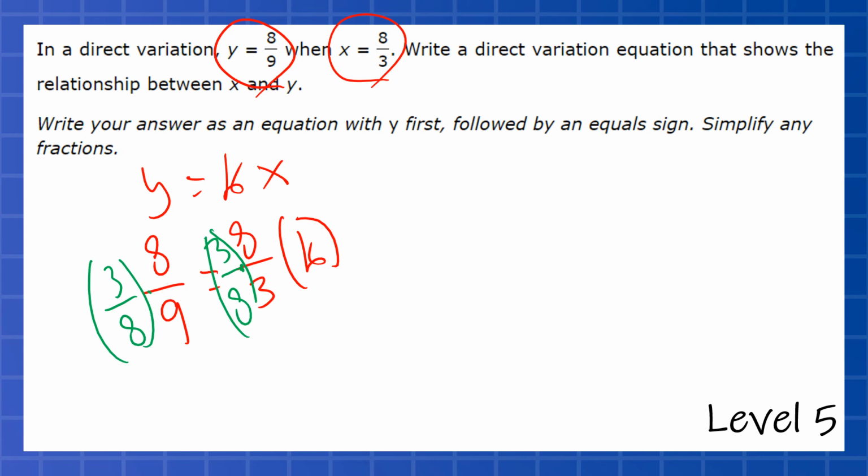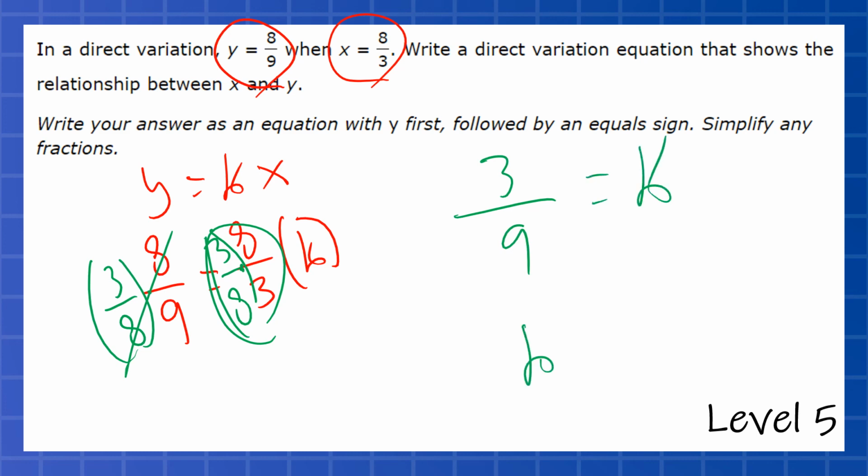If we do 3/8 times 8/3, this side cancels out. On the left side, we end up with 24 over, well, I'm going to simplify a little bit. I hope you don't mind. I noticed that the 8's canceled out, and that's going to make my life a little bit easier. 3/9 equals k, and so k equals 1/3. And it says simplify any fractions, so that's why I went ahead and took it all the way down that far. But again, if you stop here, you've done all the hard work and gotten the problem wrong, because our last step has to be to write it as y equals 1/3 x.